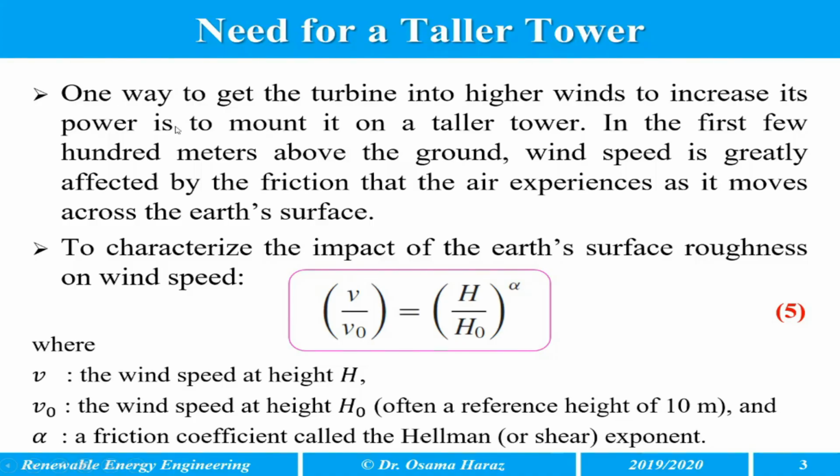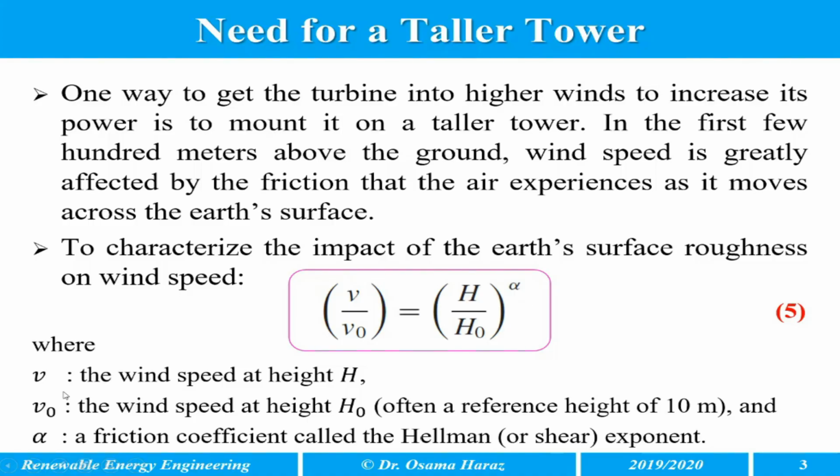The need for a taller tower. One way to get the turbine into a higher wind to increase its power is to mount it on a taller tower. In the first few hundred meters above the ground, wind speed is greatly affected by the friction that the air experiences as it moves across the Earth's surface. To characterize the impact of the Earth's surface roughness on the wind speed, we are going to apply this formula: V over V naught equals (H over H naught) to the power alpha.